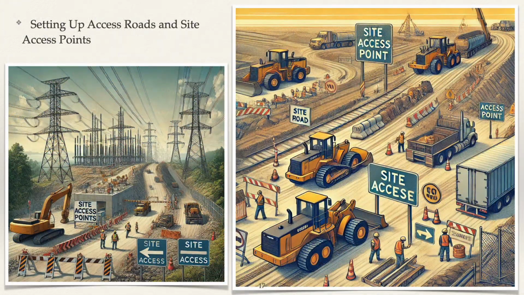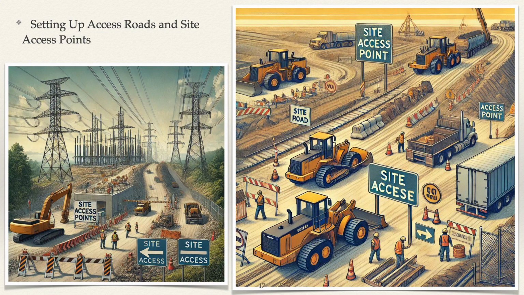4. Setting up access roads and site access points. Road assessment and planning. Assess the need for access roads to reach various points along the transmission line route. For remote or undeveloped areas, building access roads may be necessary to allow vehicles and equipment to reach the work zones safely. Route mapping. Map out the best routes to access each work zone, considering terrain, environmental impact, and ease of navigation. Where possible, use existing roads to minimize environmental disruption.